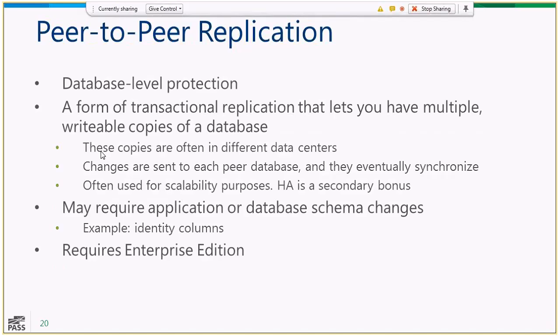Now, if you're going to do this, you might have to make some changes to your application or your database. For example, if you're just using identity columns for your primary key, you might have to set up each database so that it has its own block of identity numbers so they don't overlap. Or you might have to do something which I don't like to do, which would be using a GUID for a primary key. Of course this requires Enterprise Edition to set up and run. In my experience, I have not seen that many customers using peer-to-peer replication. I think a lot of people are afraid of it. It's a little bit complicated, but it's been out there for a number of years, and it's another thing you might be able to do.